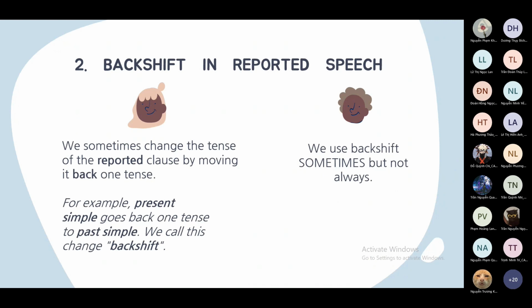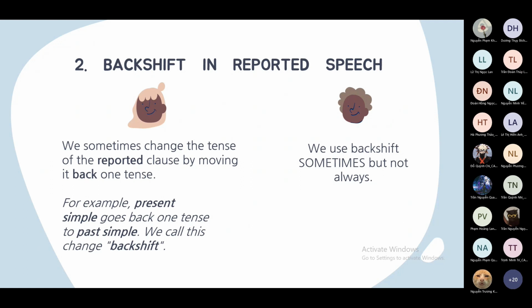So now we're going to come into backshift of tenses, which is a really important part in reported speech. We sometimes change the tense of the reported clause by moving it back one tense. For example, present simple goes back one tense to past simple. We call this change backshift. We do not use backshift every time. We just use it when it is logical to use backshift.